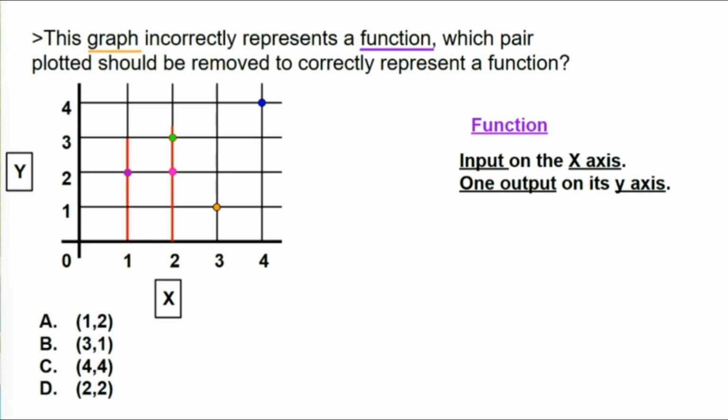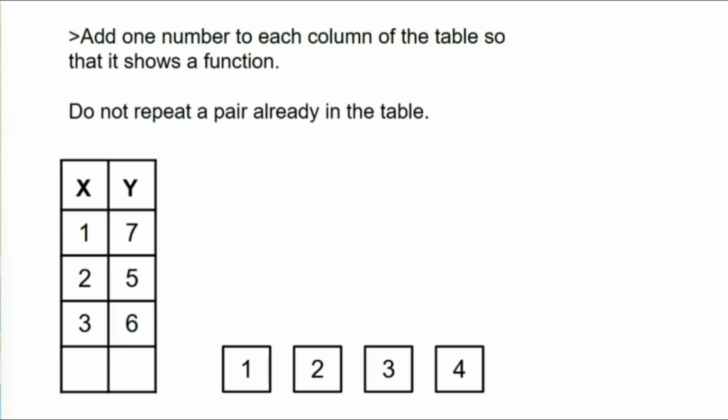So, to correct the graph, we need to remove one of these points. The first point here is 2 on the x-axis and 2 on the y-axis. If we check our options, the answer should be D. Really important, this here is also a function, but this function is in table form.